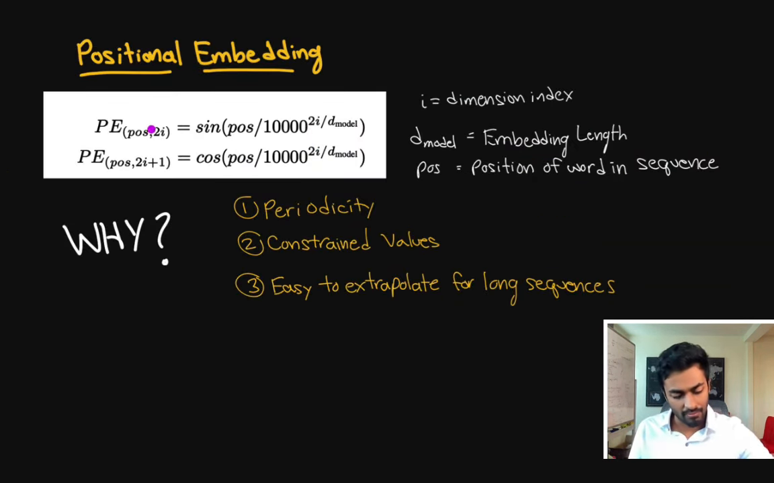In this case, we have pos, which is the position of the word in the sequence, i is the index of the dimension, and d_model is the dimension length, which we have taken to be 512. So a big question here is, why exactly did we formulate positional embedding in this way?